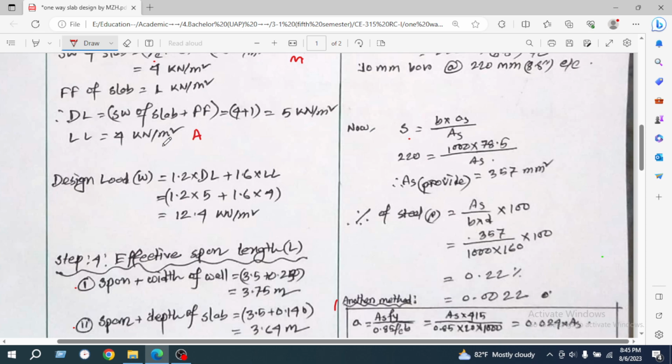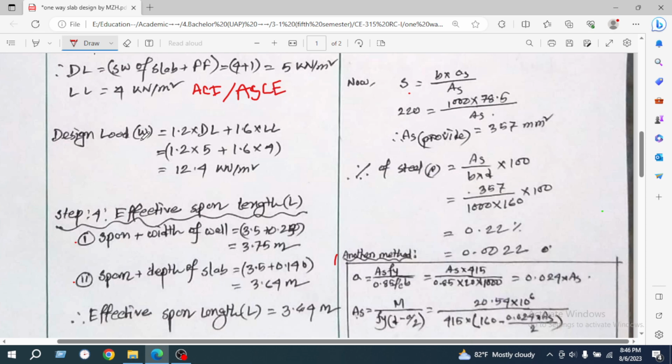And the load factors are found from ACI 318 or ASCE 7-05 or 7-10, or BNBC. So our design load will be 1.2 dead load plus 1.6 live load. So 1.2 into 5 plus 1.6 into 4, which is 12.4 kN per meter square, and this is our design load.